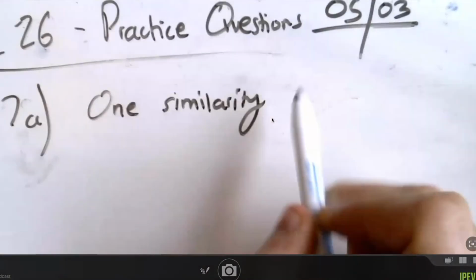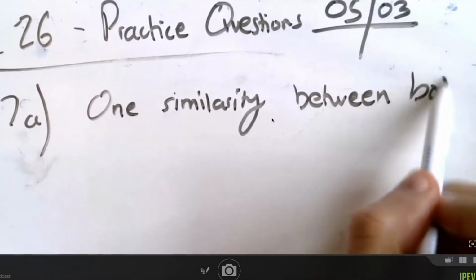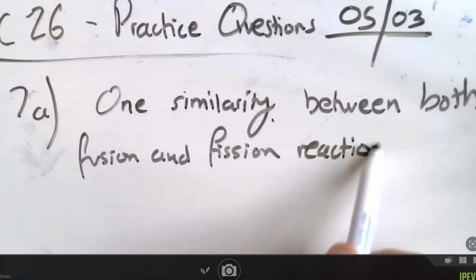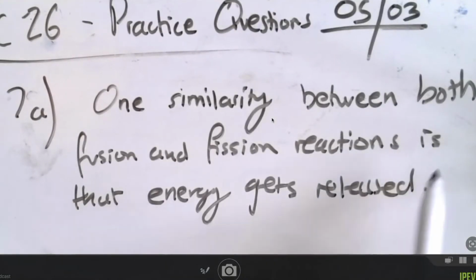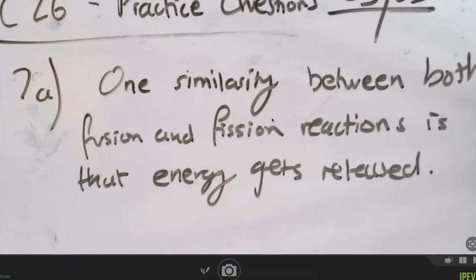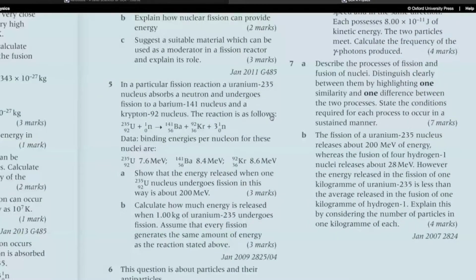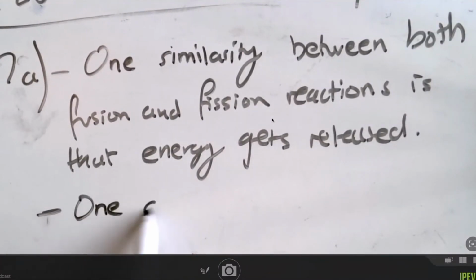So I'm going to say 1 similarity, which is the obvious one, between both fusion and fission reactions is that energy gets released. That's the point of fusion or fission, or at least one of the products of it. We artificially use nuclear fission on Earth to get energy released, and we know that energy gets released in the sun via fusion. So that's 1 similarity, and what else do they want us to say? 1 difference between the 2 processes, so we can just mention the difference in the processes. So 1 difference.